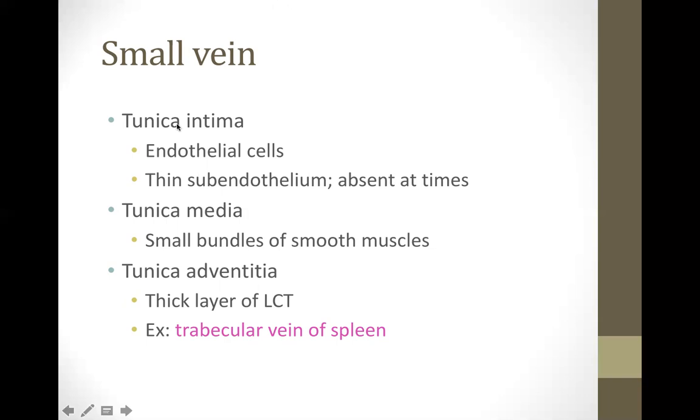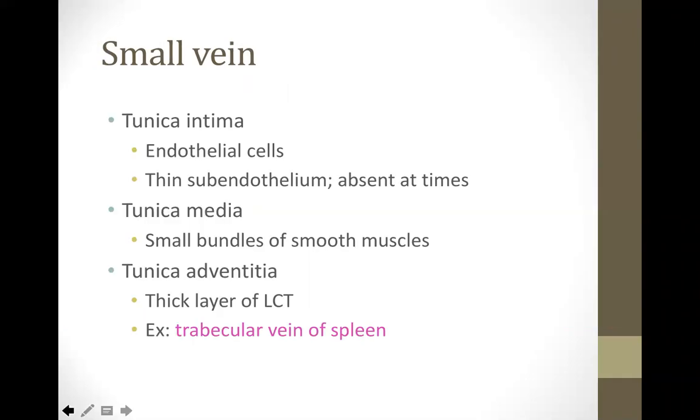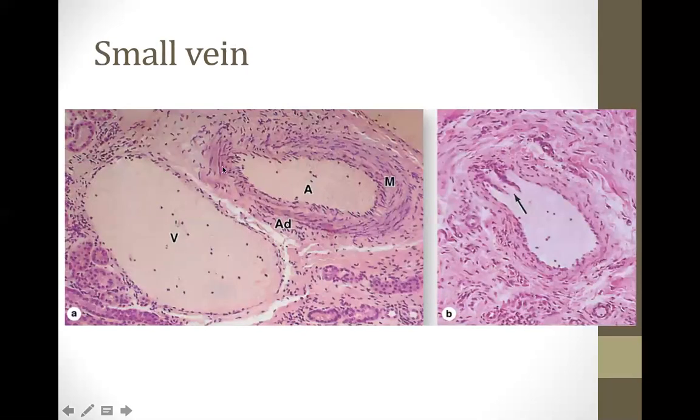Just like any other blood vessel, it has three coats: your tunica intima, your tunica media, and tunica adventitia. Example of a small vein is the trabecular vein of the spleen. Okay, that is an example of a small vein, trabecular vein of your spleen. If there is small artery, you also have small vein. Pero look, larger ang lumen compared to your smaller lumen in the arteries. In-emphasize lang dito yung tunica media ng small arteries.